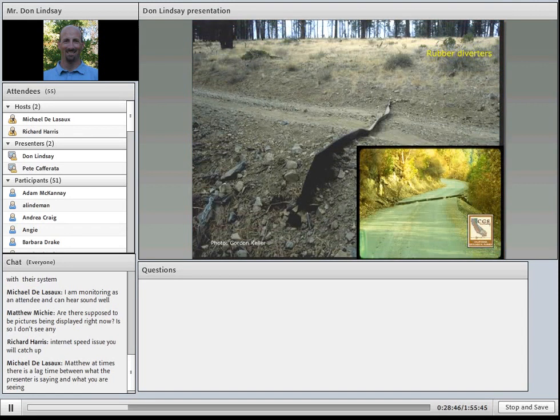Rubber diverters are constructed using a strip of rubber attached to wood that acts as a deadman. The idea is that the rubber is stiff enough to divert flows but flexible enough not to impede traffic. These structures have a limited lifespan and have a low hydraulic capacity.